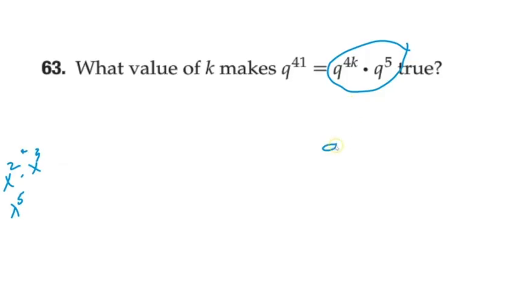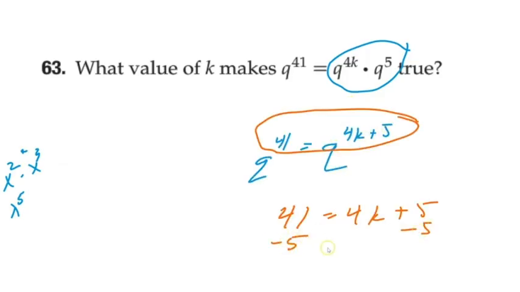So it's going to be 4k plus 5 minus 5 minus 5. I get 36 equals 4k. Divide by 4. K equals 9. And that's the idea. That's this lesson.